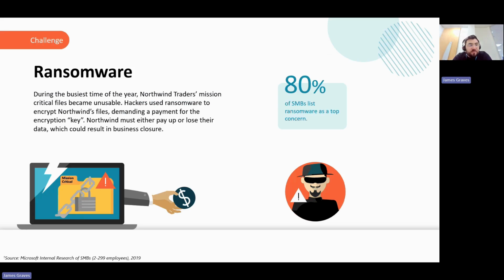But to touch on this from a challenge perspective, for Northwind Traders again for you here. So ransomware. During the busiest time of year, Northwind Traders' mission-critical files became unusable. So hackers used ransomware to encrypt Northwind's files and demanded a payment for the encryption key. So Northwind must either pay up or lose their data, which could result in the business's closure as a consequence of that. Now, I'm sure many of you will remember this sort of attack taking place on the NHS quite some time ago, where they locked them out of all their systems and everybody got a message on the screen saying pay X numbers of thousands of pounds and we'll give you your data back.